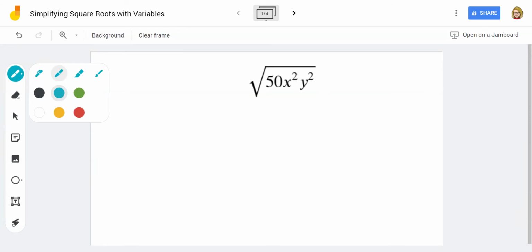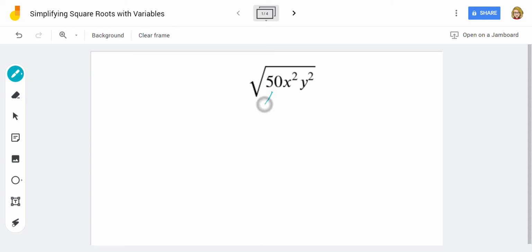Okay, in this video, I am going to go over how to simplify square roots with variables. So the first step is the same as our last lesson.